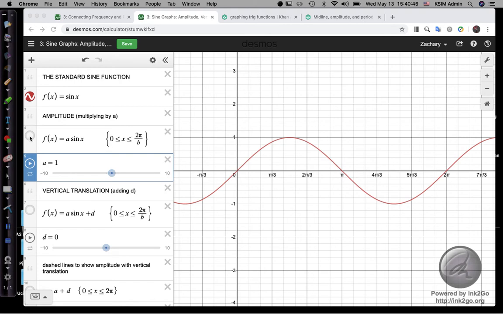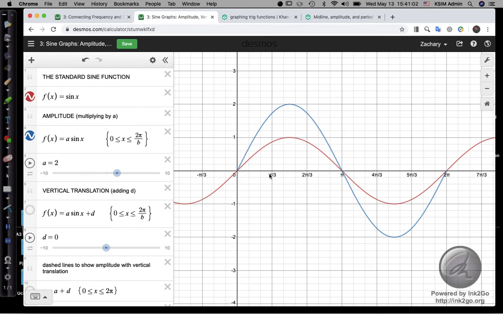What I'd like to do now is turn on this blue graph where I have the multiplier of a on the outputs of this function. So if I increase this to 2, I can see that I've bumped up all of the values by a factor of 2 across the function.